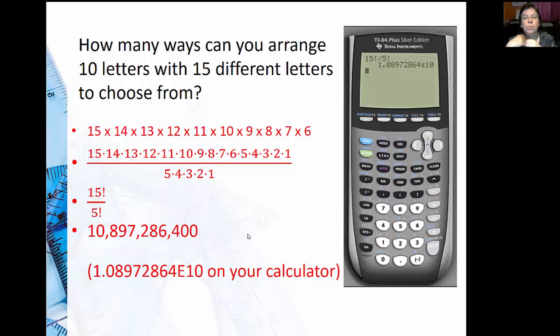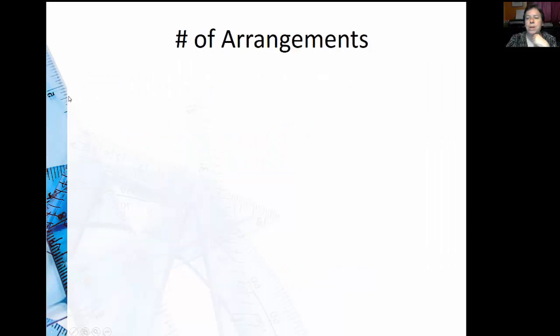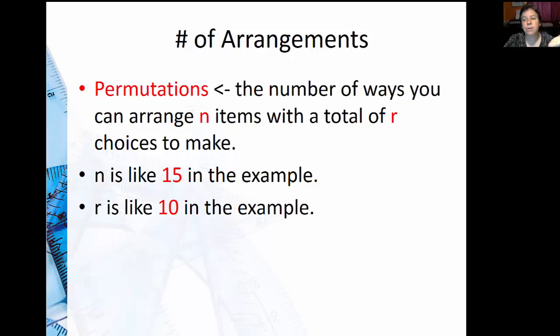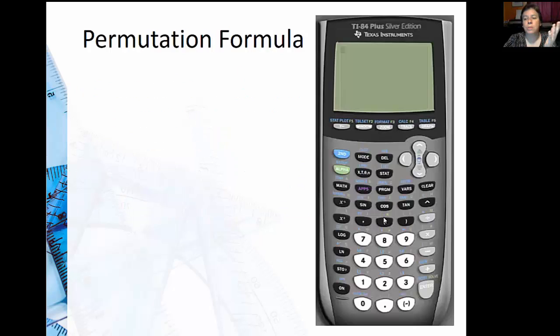So looking at the number of arrangements, what we've been figuring out is called permutations. It's the number of ways you can arrange n items with a total of r choices to make. So you're really only arranging r of them, but you have n to choose from, okay? So n in this example we just did is like the 15, and r is like 10.